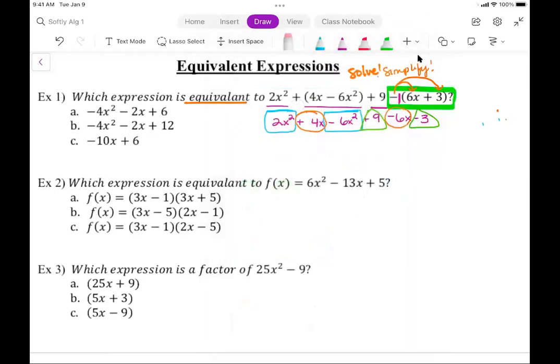So right now, I've got 2x squared minus 6x squared. The last name doesn't change. So I need to be just doing 2 minus 6. That would be -4. Last name is x squared. So -4x squared is what I have first.